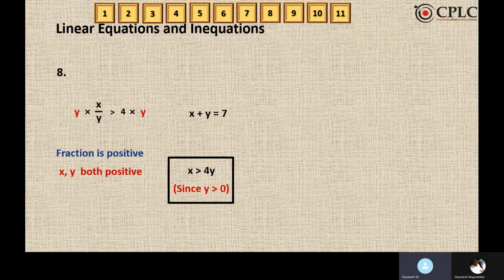So x is greater than 4y, obviously. Why? Because the y that we are multiplying the 4 with is a positive number, and because it's a positive number, it will not change the sign. So yes, this option is true, which is the first option. Your application of the inequation rule.